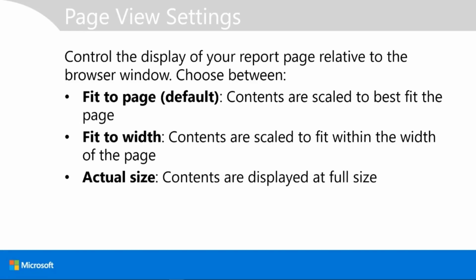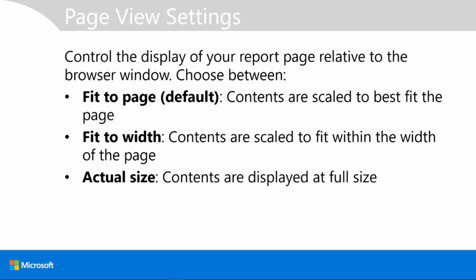Okay, in this sublesson, we are going to configure the report page. There are a number of different ways that we can configure the report page. First off, we're going to look at the page view settings. These allow you to control the display of your report page relative to the browser window. And we have a few options.